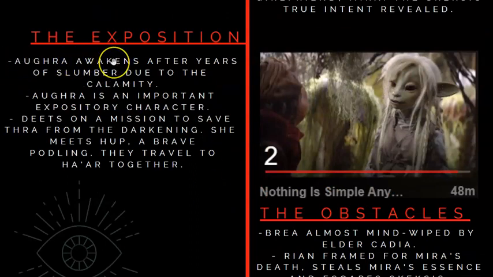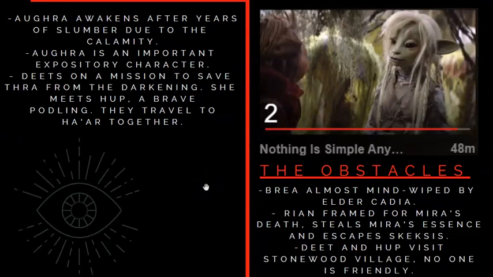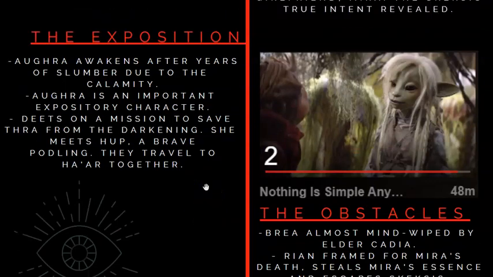And Aughra, they introduce Aughra in the second episode, and Aughra is an important expository character. Her main role in the entire show is to just give us information, and she's like the mentor character. She's like the Obi-Wan character, if you will.